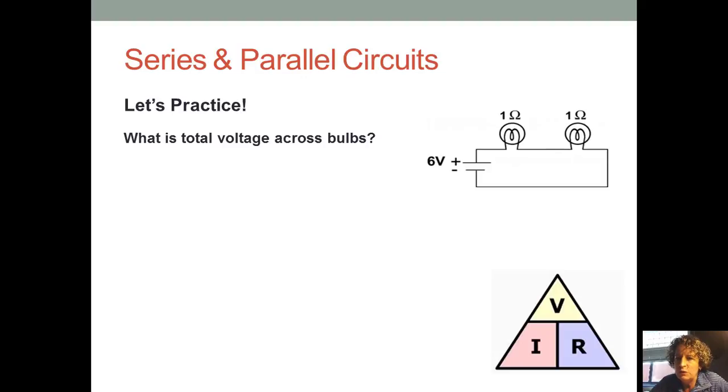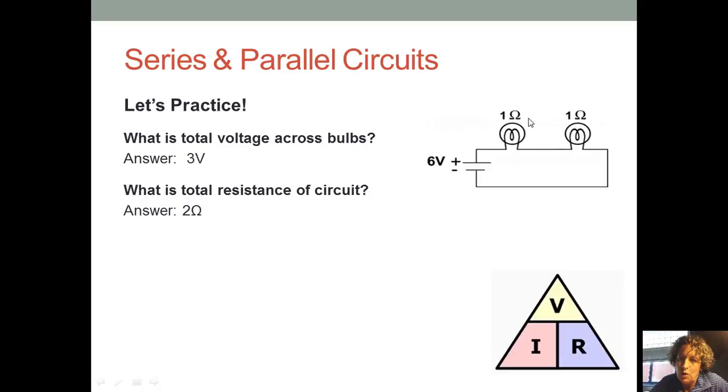We know that we've got 6 volts and we've got 2 ohms of resistance if we add up each resistor. So we need to find our current. So, it's actually what is the total voltage across the bulbs? We know that that's 3, right? Because it splits up. So we've got 3 volts here and 3 volts here, which total 6. What is the total resistance of the circuit? 2 ohms. 1 plus 1 is 2.